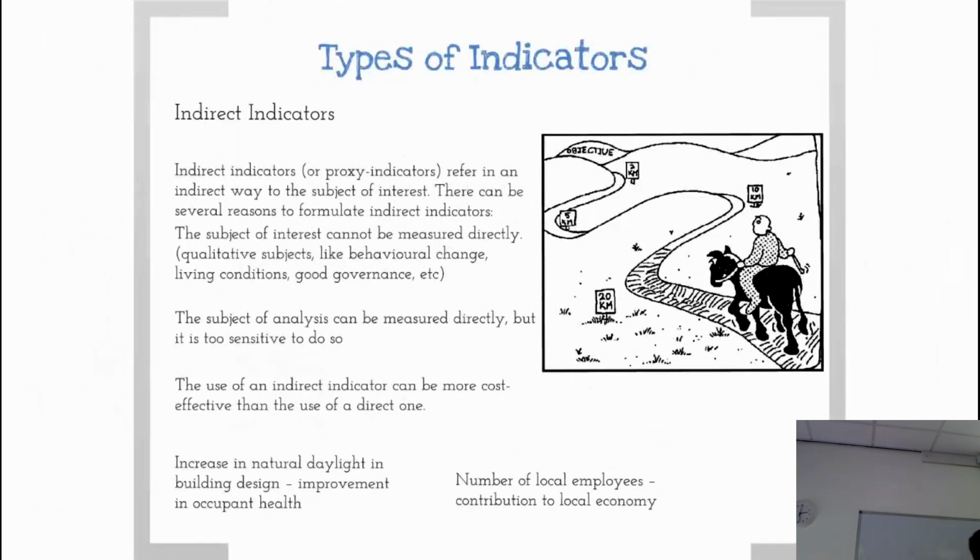Indirect indicators are a bit more like proxy indicators. So this is a way of measuring something that you can't directly measure. Okay, so your subject of interest cannot be measured directly. And these are things like qualitative subjects, such as behavioural change or living conditions or good governance. So all these woolly things that are important, but they're hard to measure.